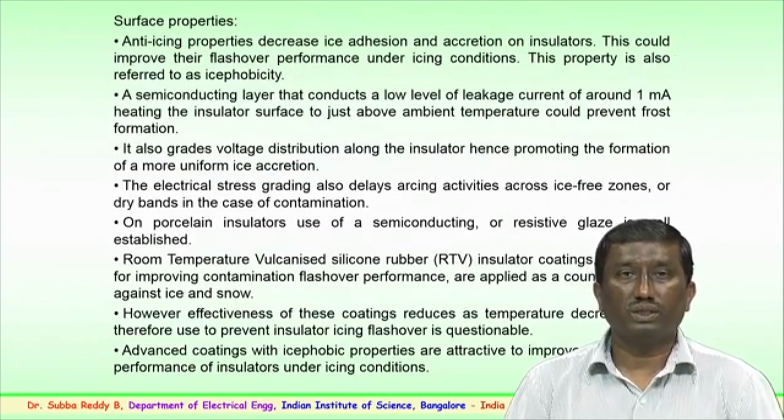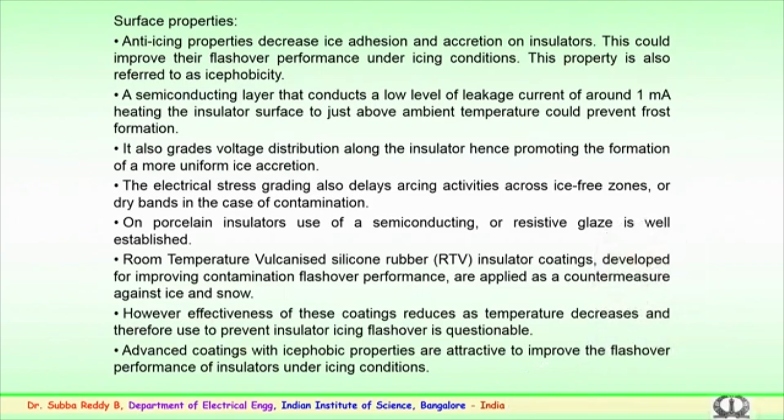So, when you look into the surface properties during ice loading, we have seen that anti-icing properties decrease ice addition and accretion on insulators. So, this will improve once the ice accumulation is removed from the insulator surface. This improves the flashover performance under icing conditions, and this property is also referred to as isophobicity. So, isophobicity is the performance of an insulator string during icing conditions, that is, better performance in icing conditions.